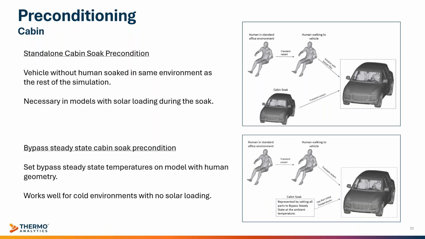The second option is valid if you have no solar loading. So if there is no solar, we can really just assume that all of the cabin temperatures are equal to whatever the environment air temperature is. So instead of running a vehicle precondition, you could just set all of the cabin parts to bypass steady state initialization. So they just start at exactly whatever the air temperature is at the start of our simulation. You do still want to run the human precondition, and we can now choose to set the human temperatures to transient restart from those human precondition models.